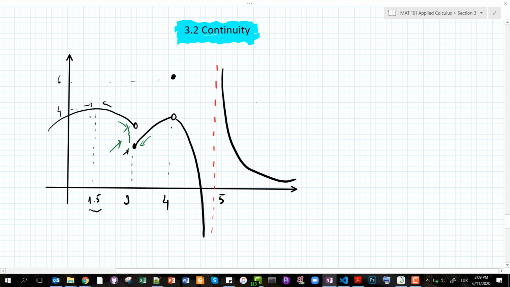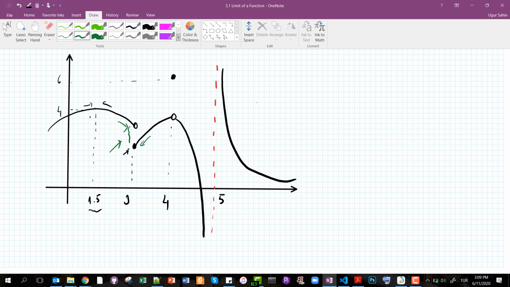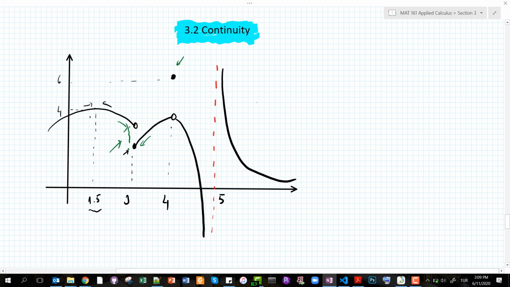And also, if you look at when x equals 4, although I have the definition of that point, f is equal to 4, but if you look here, there is a gap, and the limit from the right hand side and the left hand side are equal, but the definition is not going to be the same. And then there is another case when x equals 5, there is no definition, and the value of your function from the right hand side or the left hand side of 5 escapes to infinity.